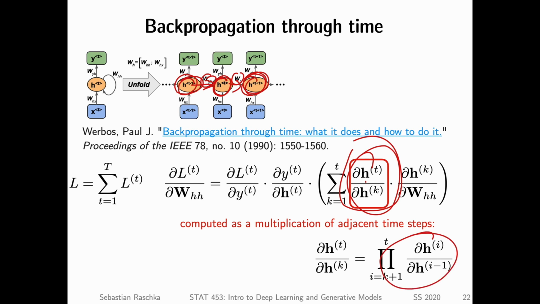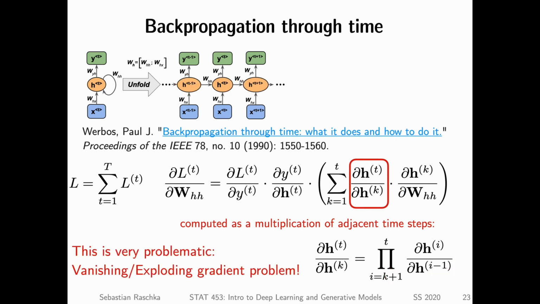So I have the product of all these terms here, and depending on how long my sequence is, I may have a lot of multiplications here, 10, 20, depending on how long my sequence is. And like you remember from the multi-layer perceptron, when we had many hidden layers, there was one particular problem, or actually two types of problems. One was the vanishing gradient problem, and one was the exploding gradient problem. That happens if we multiply something multiple times.